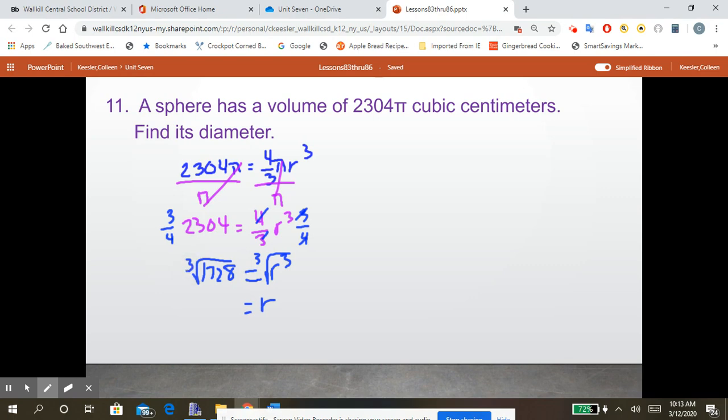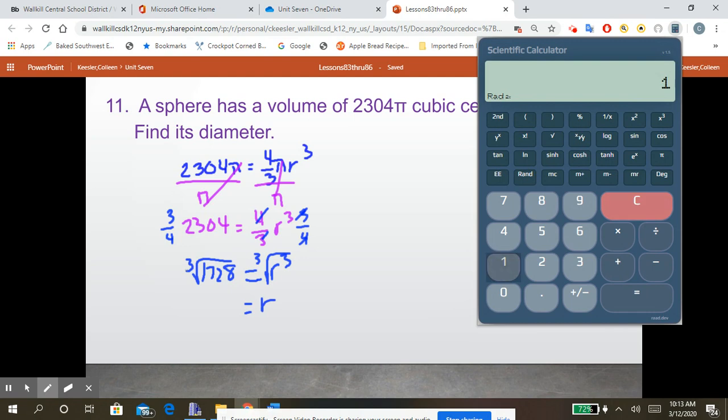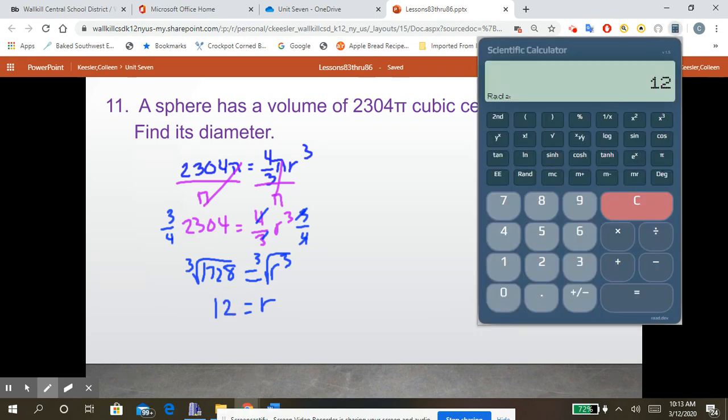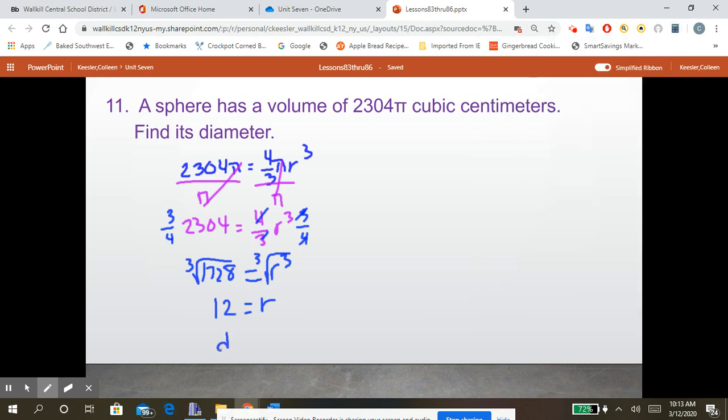I'm just noting that that's the process there by showing that. So again, we do 1728 x radical y 3 equals 12. And we could check our work. If we do 12 cubed, we get right back to the 1728. So if r is 12, our diameter is double that, 24. And it's centimeters because it says it here in the problem.